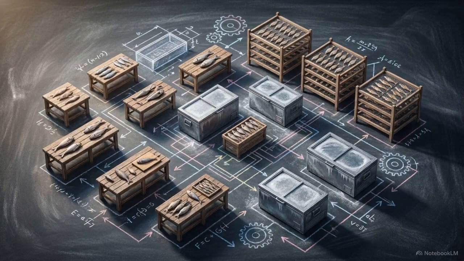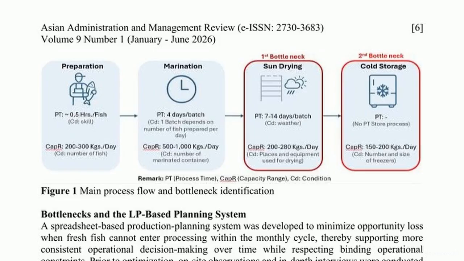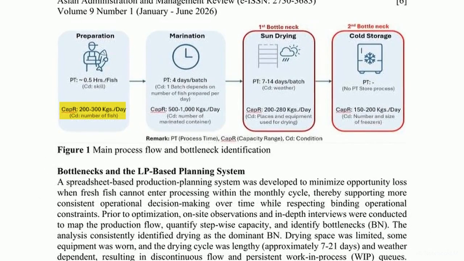Before any mathematical optimization can be applied, operators must map the physical constraints of the processing plant itself. This process flow diagram tracks the plant's operations, from preparation into sun-drying and finally cold storage. At preparation, human labor caps daily intake around 300 kilograms. Compare that to sun-drying, where process time stretches to 14 days per batch.